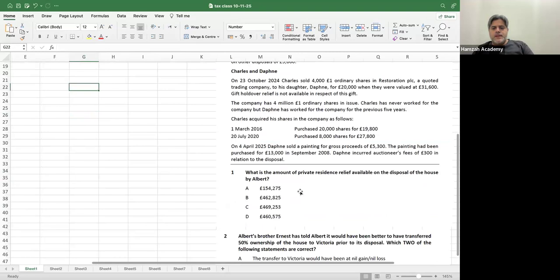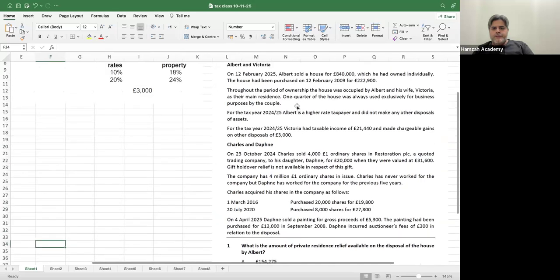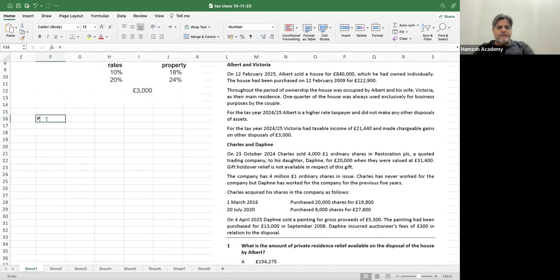So basically, the first question is asking what is going to be the amount of the private residence relief available on the disposal of the house. Technically speaking, we have sold the house for 840,000. It was bought for 222 over here. So the private residence relief is going to be restricted to the amount the house was used as a private residence, because one quarter of the house has always been used for business purposes. So technically speaking, for that part, the PRR cannot be calculated over here.